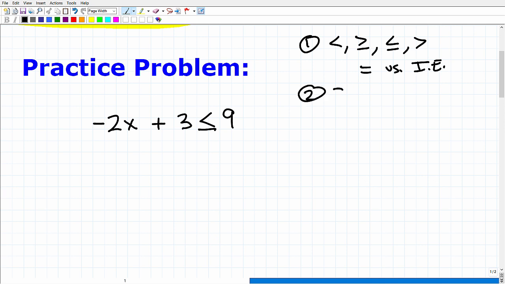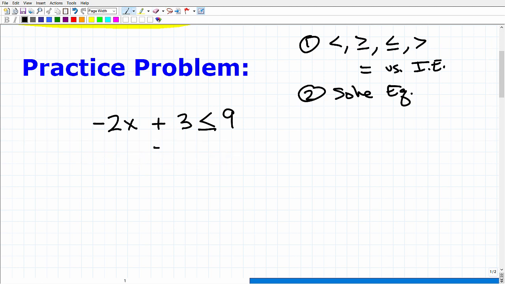The second thing is you need to know how to solve equations. If you're struggling with solving equations, then you're going to have a difficult time with inequalities. So let's think of this as the equation negative 2x plus 3 is equal to 9. Now it's not an equation, but if it was an equation, what would be the steps we would take? All right, so I'm going to go ahead and do this now.